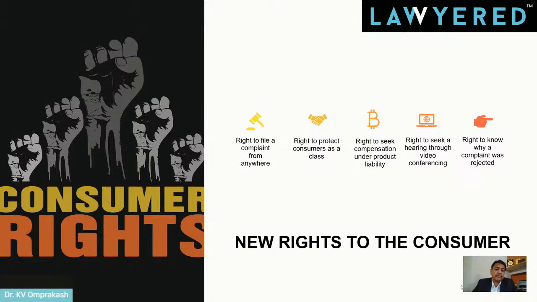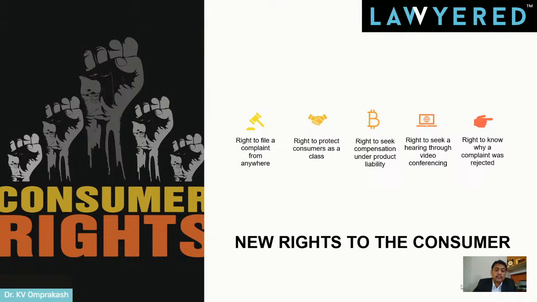Some new rights are the right to file a complaint from anywhere. So earlier there was a jurisdictional restriction. Now the consumer can file it from anywhere where he resides. Right to protect customers as a class. So class representation is also available under this amendment.